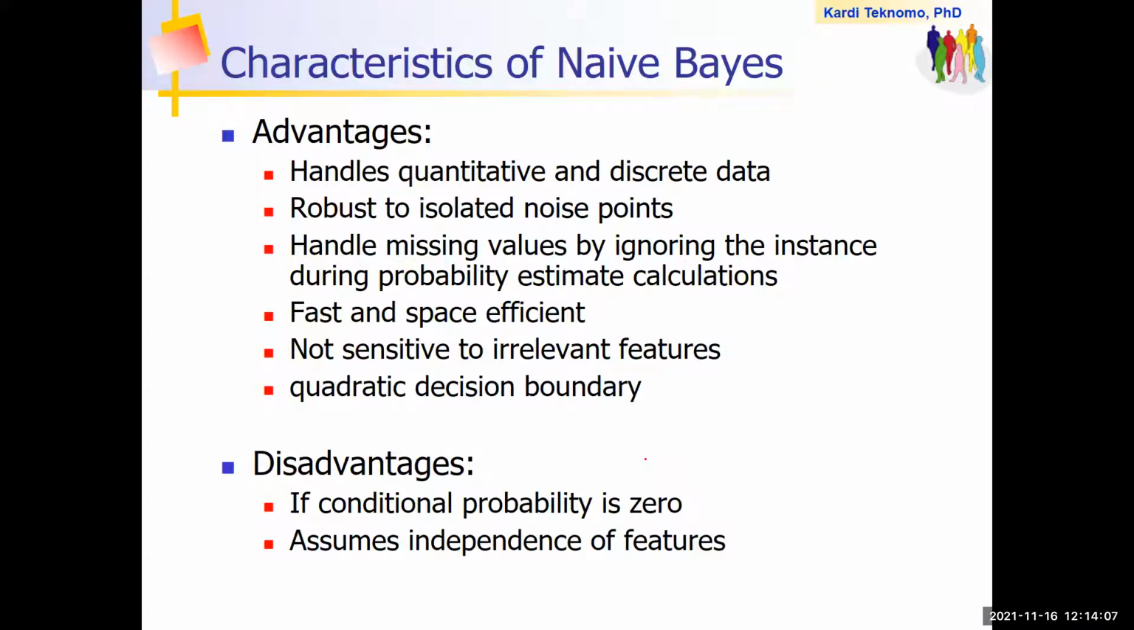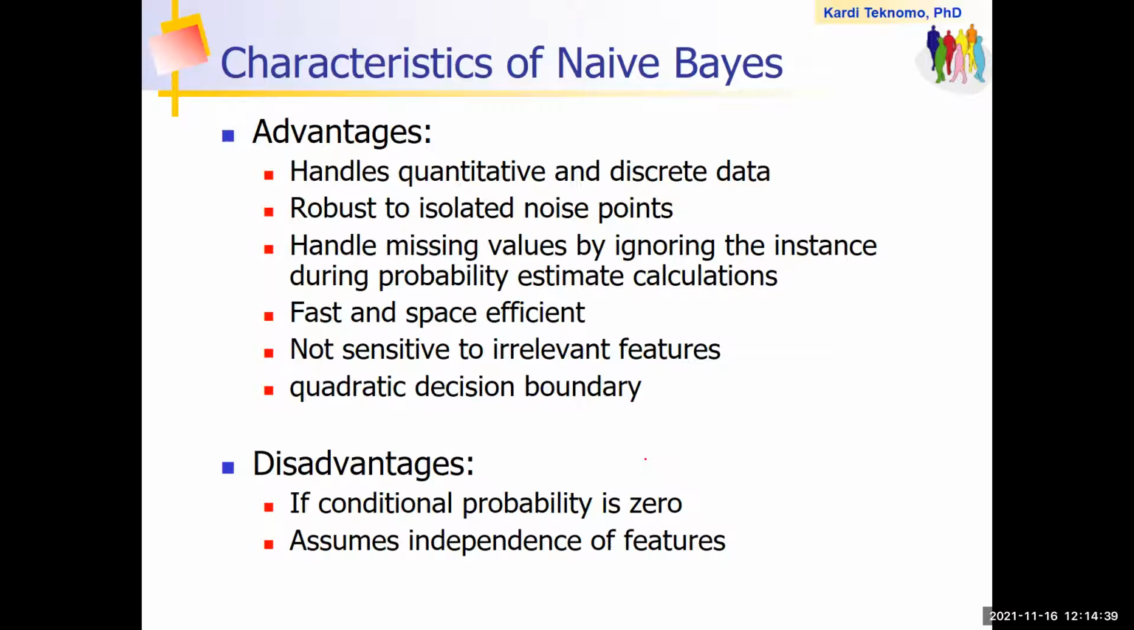So, what is the advantage and disadvantage of naive Bayes? Okay, so advantage, it can handle both quantitative and discrete data. It's robust. If you have noisy data, you can isolate that. It can also handle missing value. In terms of space and computation, it is very fast, super fast, right? Because all you need to do is just compute the probability.